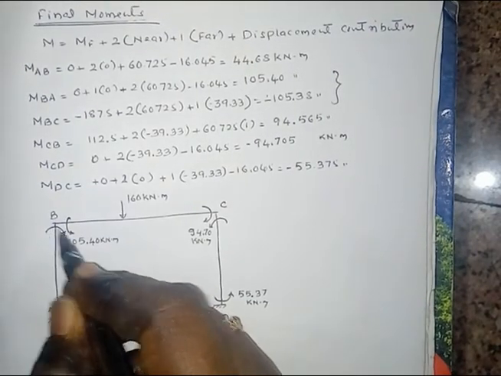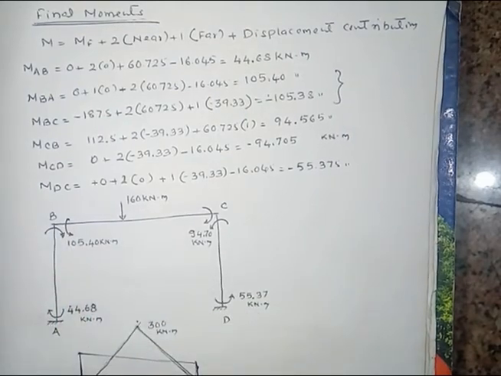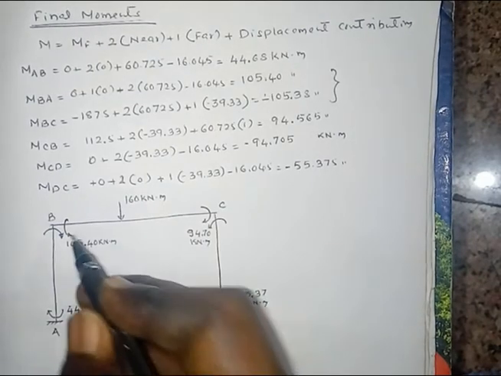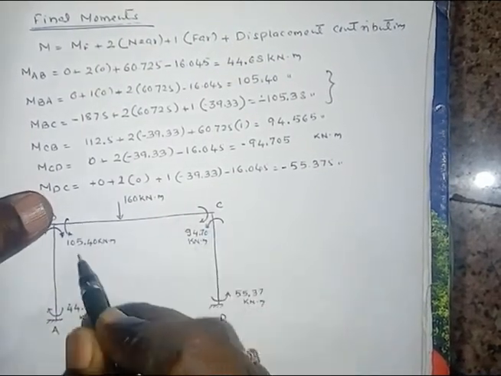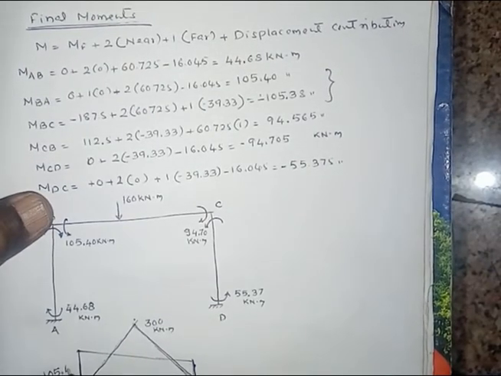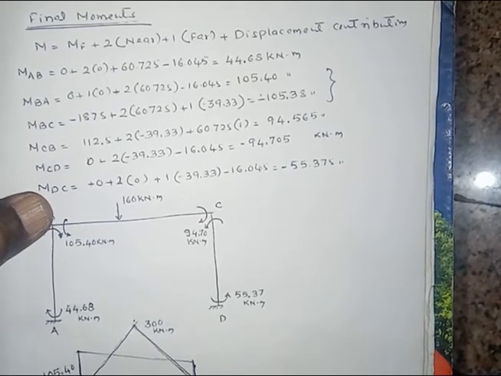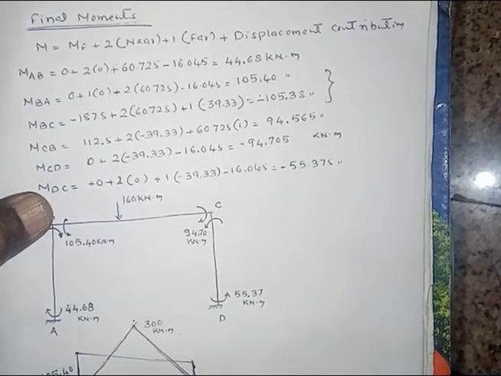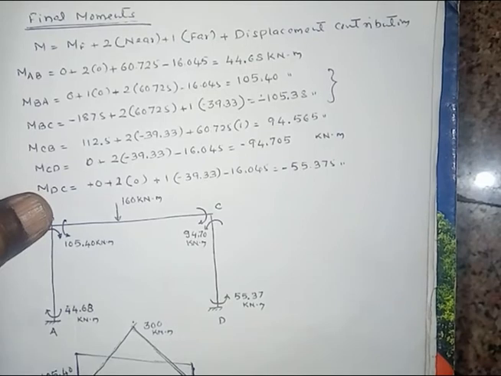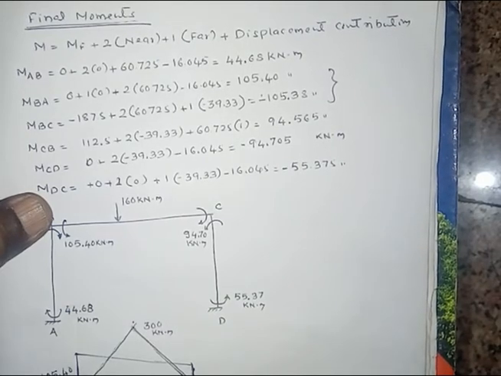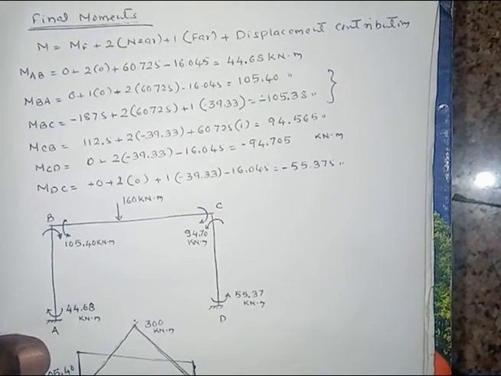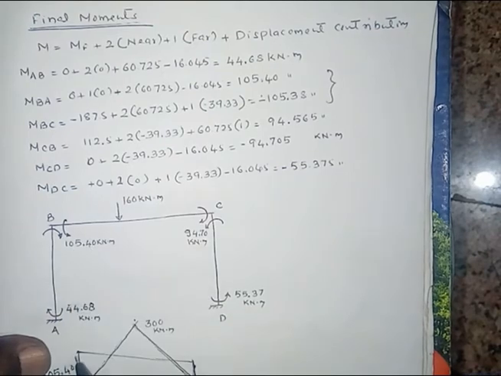Then by observing this, it is hogging moment. Hogging moment we will consider above the reference line, that is negative moment. Similarly, both these moments are hogging. This one is 105.40 kilonewton meter, hogging. Then by joining, this is sagging, 44.68 kilonewton meter. This one is again for the horizontal member, 105.40, hogging.